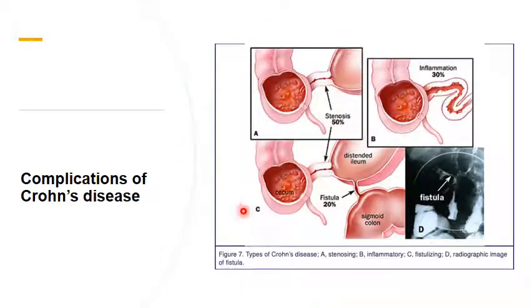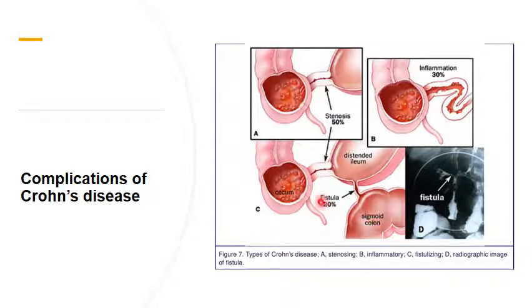Now this slide is about the complications of Crohn's disease. The first one is stenosis, which happens in 50% of people. Here you can see the intestinal wall has become so thick and the lumen has become so narrow. So this is stenosis at the ileocecal junction. This one is again an example of stenosis. The rest of the ileum will be distended because whatever food is here, it's not able to enter this part.